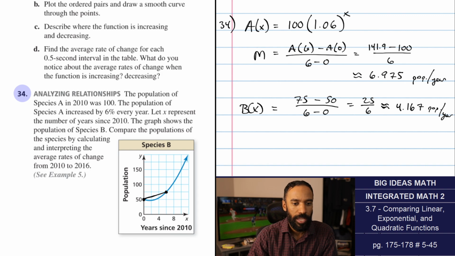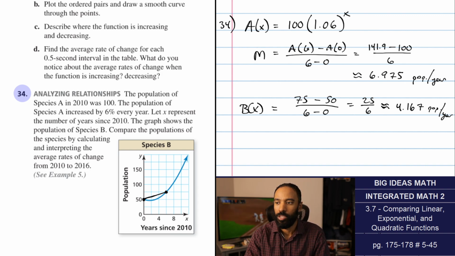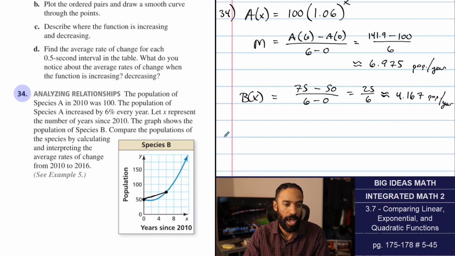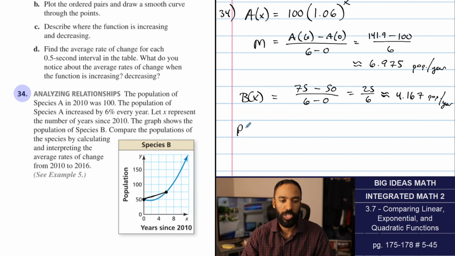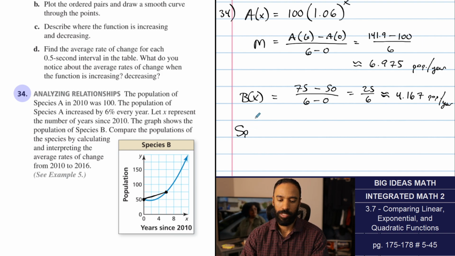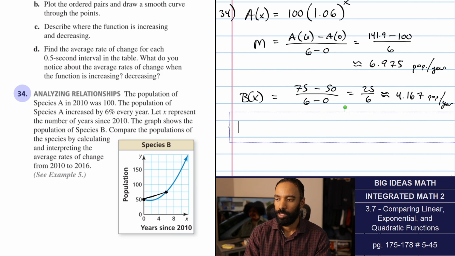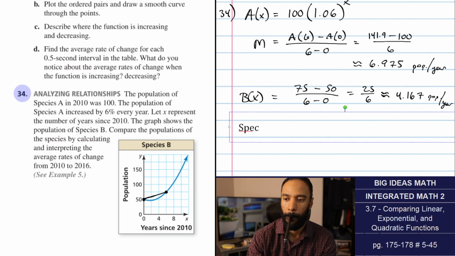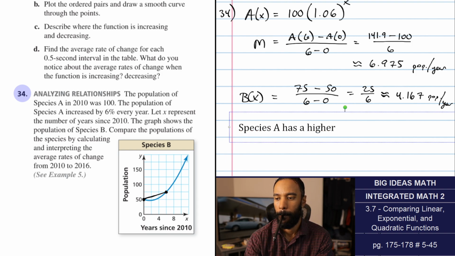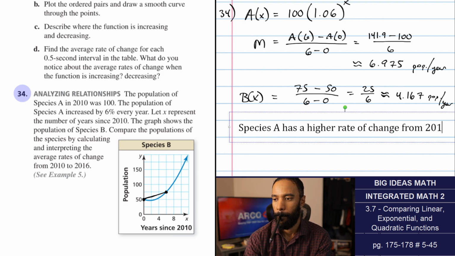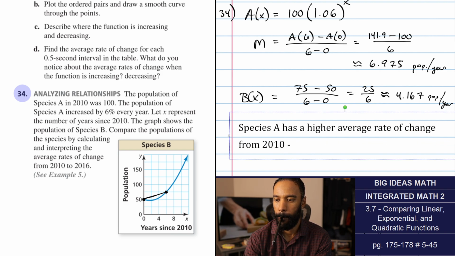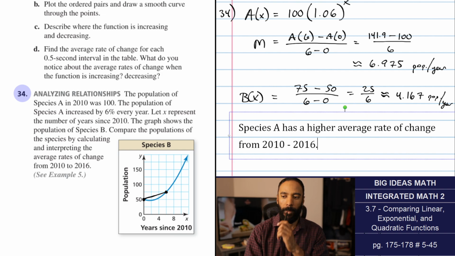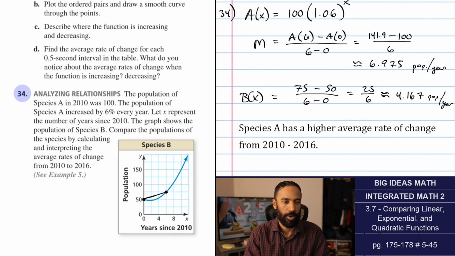So the question was, compare the populations by calculating and interpreting. So there's the comparison. Population A has a higher average rate of change. And it's exponential, so I think it's going to take off even more. Species A, species A. Let's type it. And it's likely that it would just dominate the rest of the way from there as well.